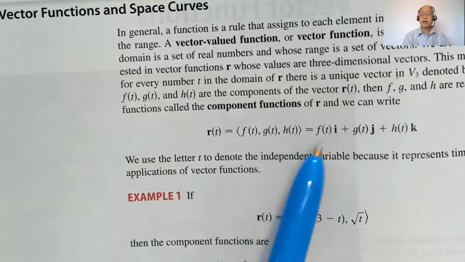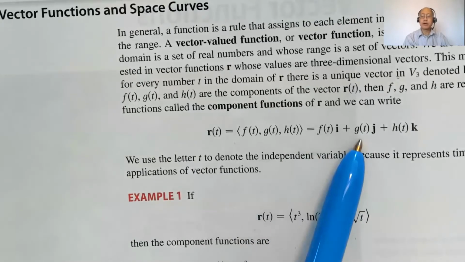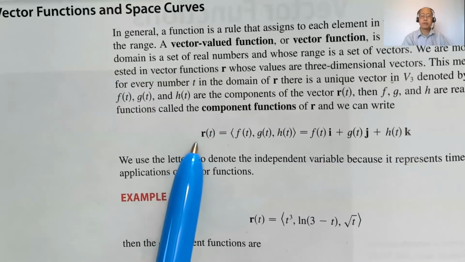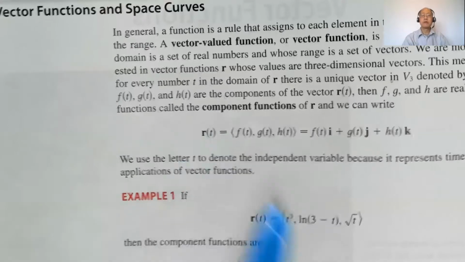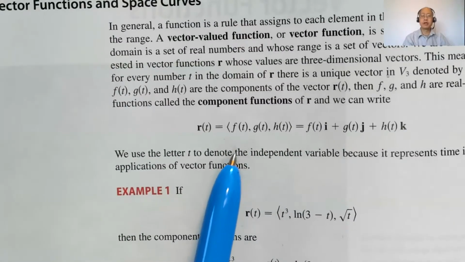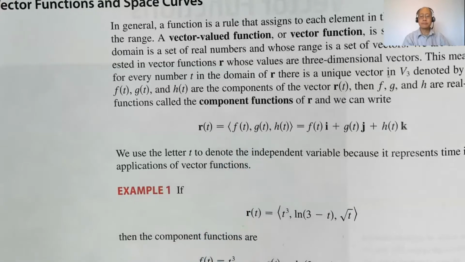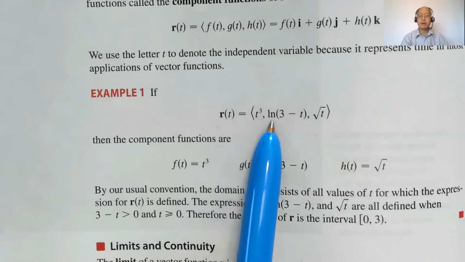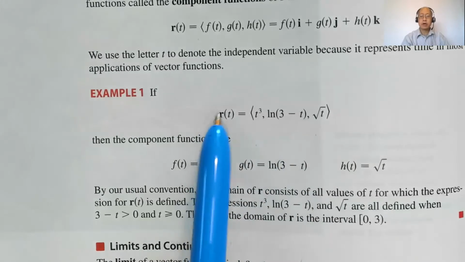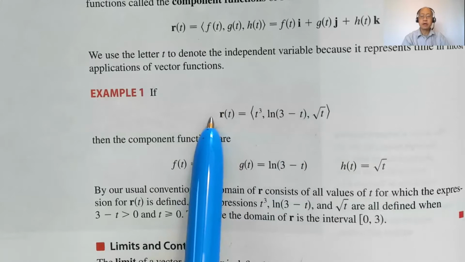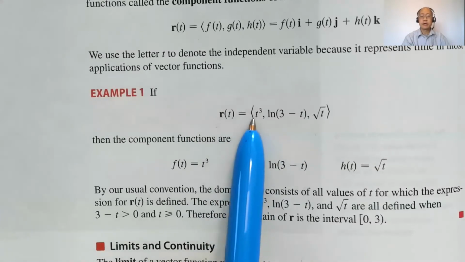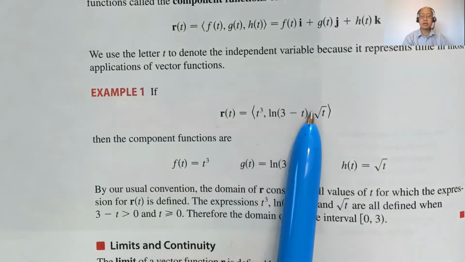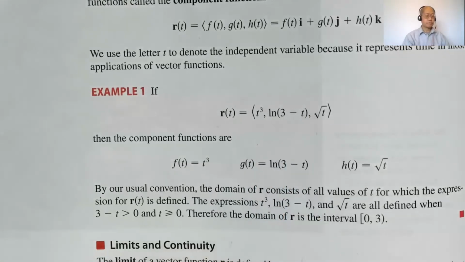So as time goes by, x changes, y changes, and z changes. So we're calling it one function, one position function, r of t, but when you open up, there's three functions involved in it, x, y, and z. Okay, so here's an example. r of t is t cubed, ln 3 minus t, square root of t. We're calling it one function, but there are three functions associated. x is t cubed, y is ln 3 minus t, and z is radical t.